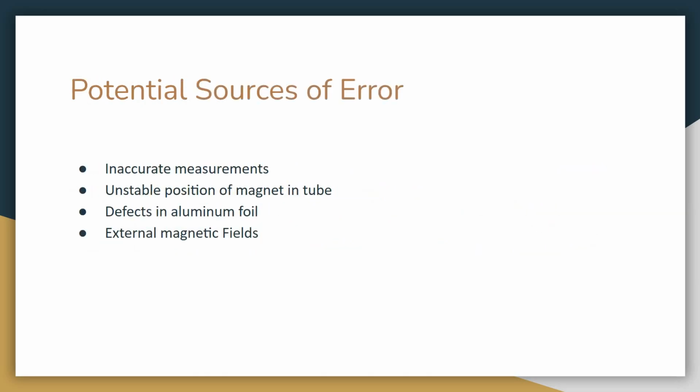Some potential sources of error here are inaccurate measurements, because we were recording it with our finger, so being off by 0.2 seconds or something like that is very plausible. Another is an unstable position of the magnet tube, which we talked about in the previous questions. Also defects in the aluminum foil, because aluminum foil is not all exactly the same. And external magnetic fields, such as my phone being nearby, recording the timer, something such as that.